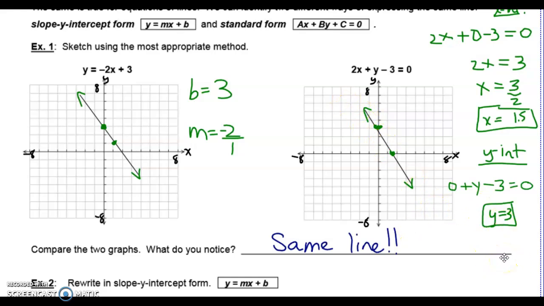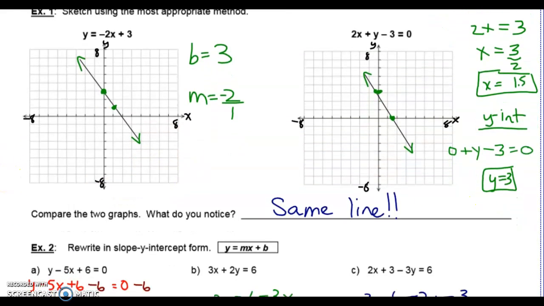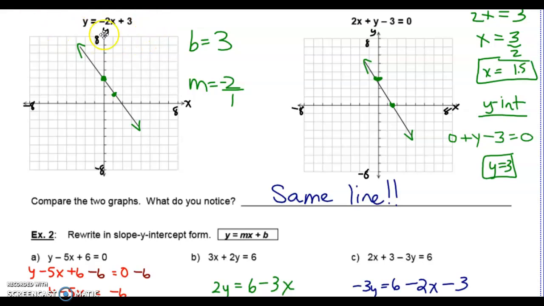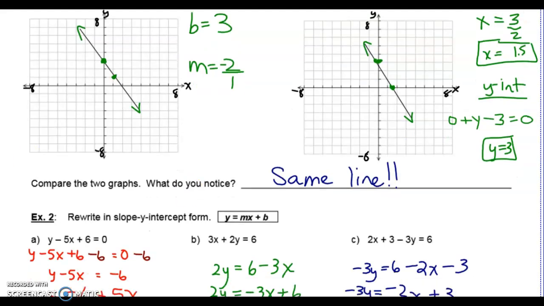So when I look at these two lines, these two graphs, what you should notice is that they are identical. So that means that this equation here, y equals negative 2x plus 3, is equivalent to this equation here, 2x plus y minus 3 equals 0. So in fact, every linear equation can have an equation in slope-intercept form, or it can have that same equation rewritten in standard form. So that's what we're going to do. We're going to look at equations in standard form, write them in slope-intercept form, and vice versa.